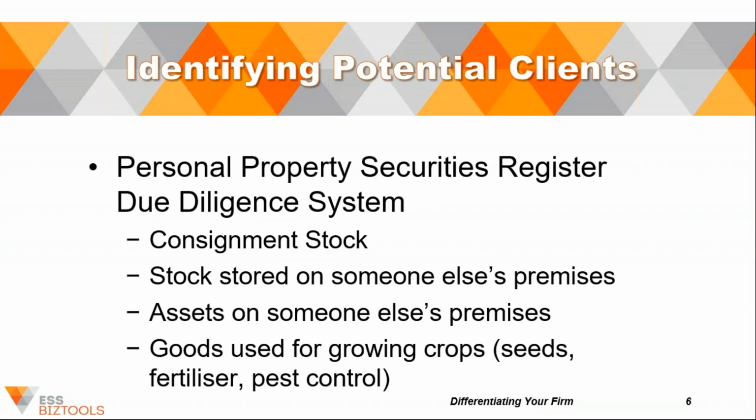The next area I want to talk to you today about is the Personal Property Securities Register due diligence system. This can apply to clients who have consignment stock out on consignment to businesses all over the place. Now, if they've only got consignment stock out to 10 businesses and it's only $100 on each occasion, it's probably not worthwhile worrying about registering those individual businesses on the Personal Property Securities Register.